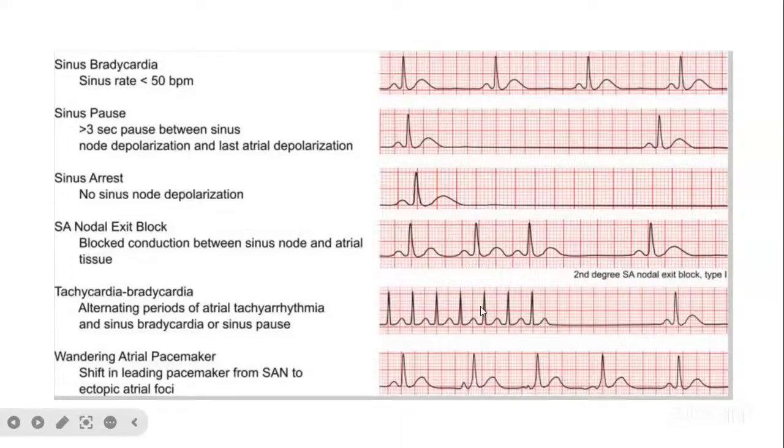And I also talked about the tachy-brady syndrome. You have a period of tachycardia or atrial fibrillation that is followed by a period of a pause, and the heart picks up again.